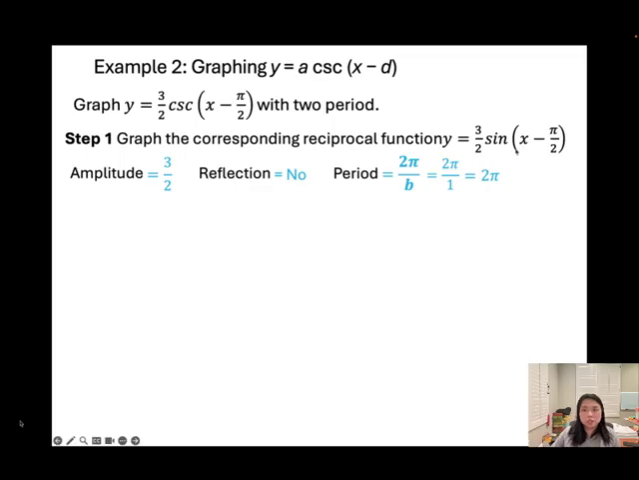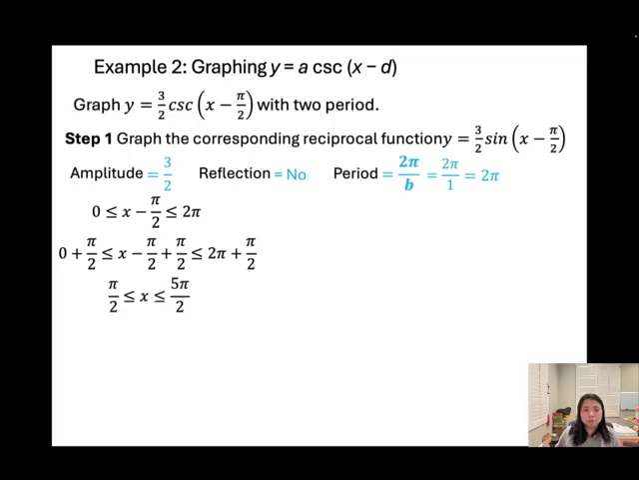Okay, right? But we are not done yet since we do have the argument. The argument is x minus pi over 2. So we know that we're going to shift the graph to the right pi over 2 units. So we're going to let this argument be between 0 and 2 pi. Solve for x. So we're going to add the pi over 2. You should get x is between pi over 2 and 5 pi over 2. So you're going to shift pi over 2 to the right.